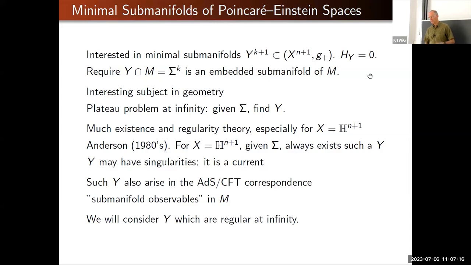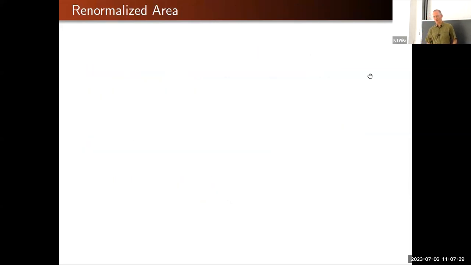Okay, and the submanifolds we're going to consider are always going to be regular at infinity. So you have some smooth or asymptotic expansion for the submanifold at infinity. Okay, so that was the second topic. The third thing in the title was renormalized area.